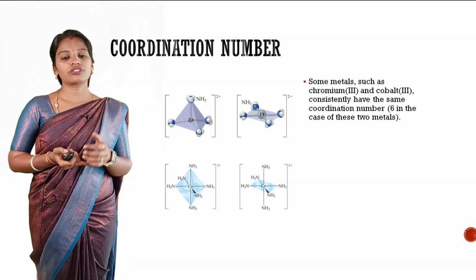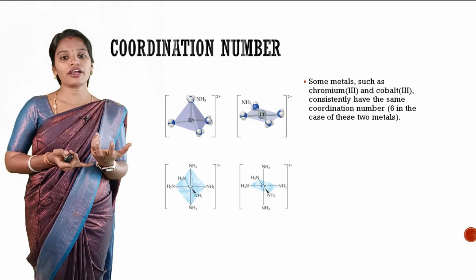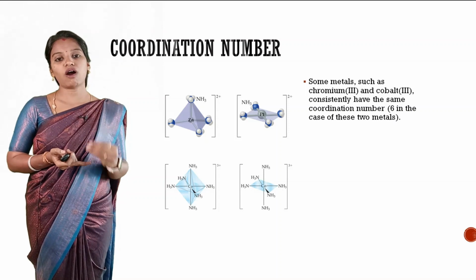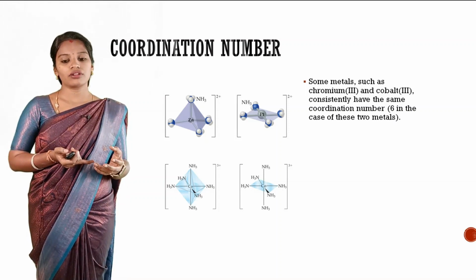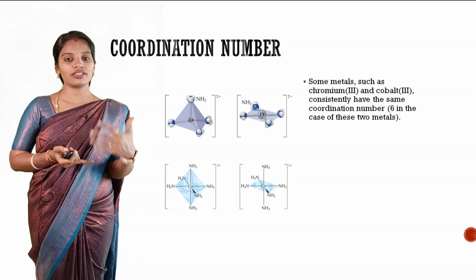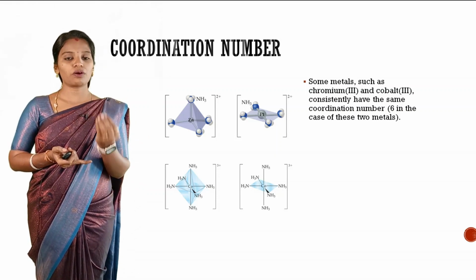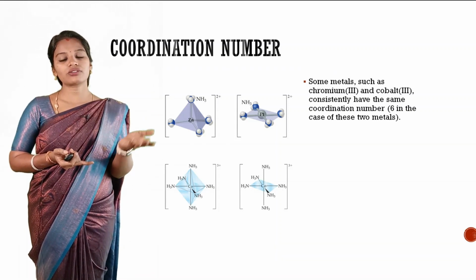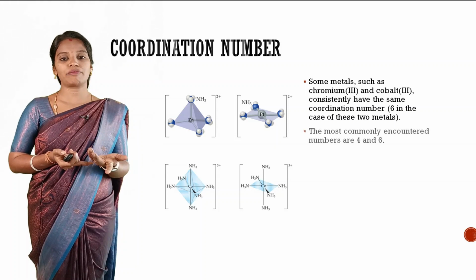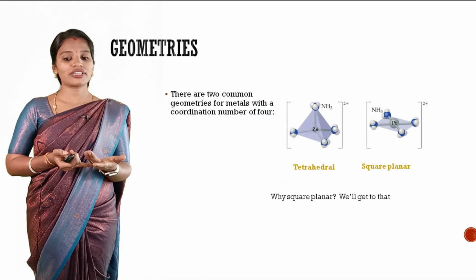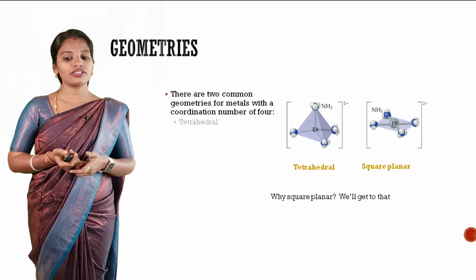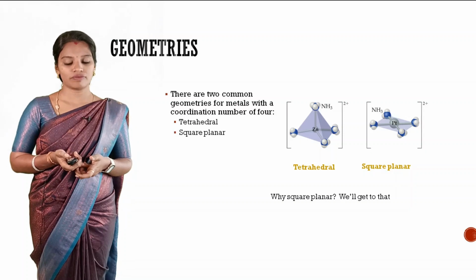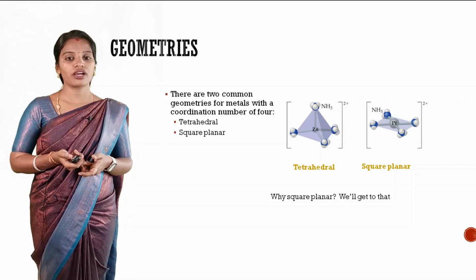And one important thing: what kind of metal will form a coordination complex? Most of the transition metals form coordination complexes. For example, as we saw before, chromium complex, cobalt complex, and iron complex. All of these belong to the transition elements. Some metals such as chromium and cobalt have the same coordination number, that is coordination number 6. Coordination number 6 forms octahedral geometry.